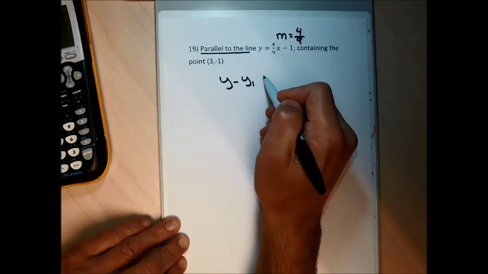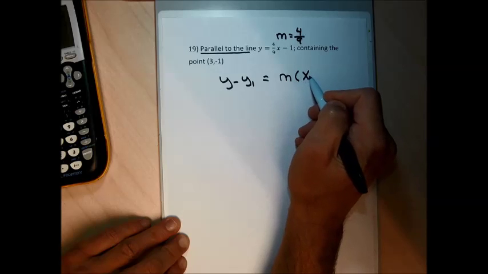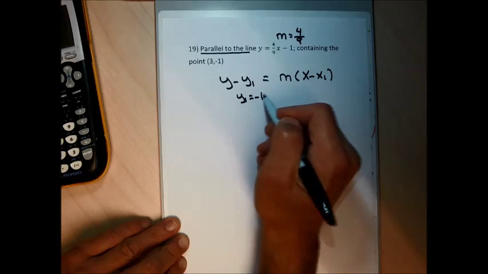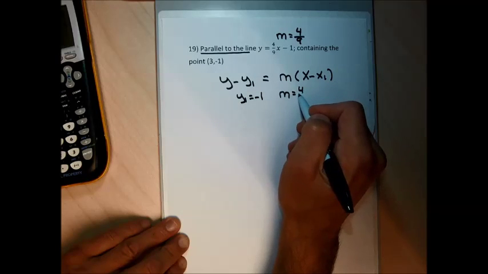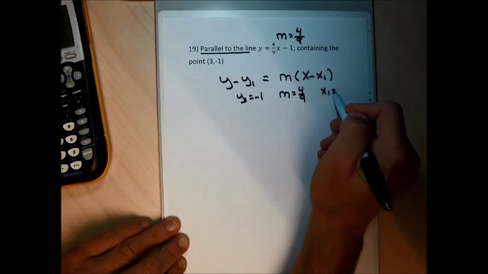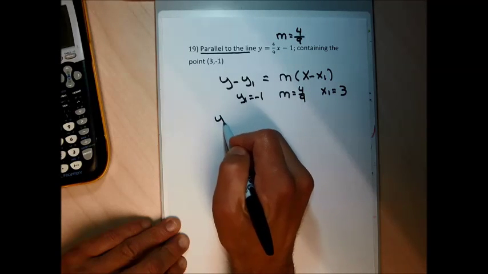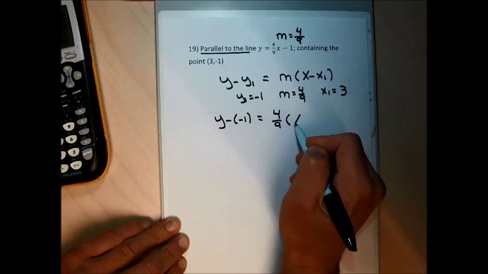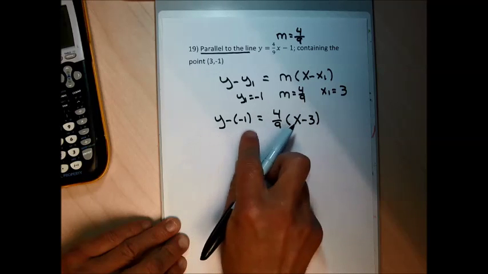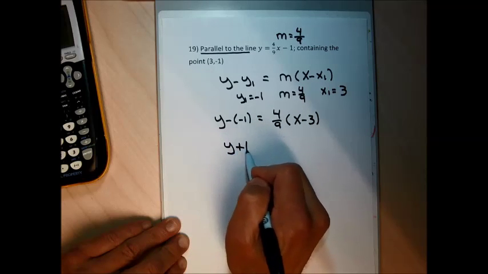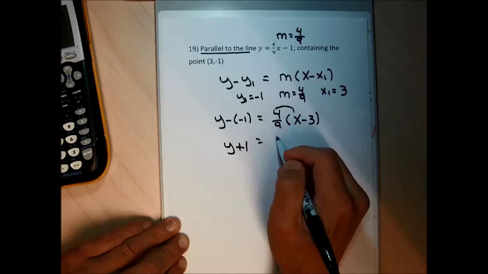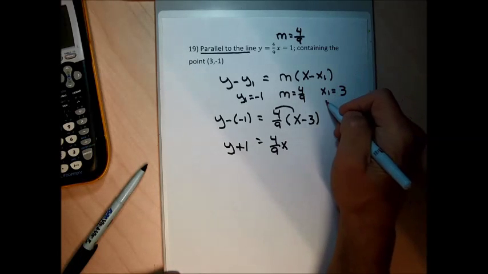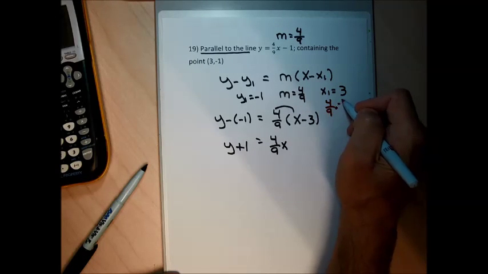So I'm going to use the formula y minus y1 equals m times x minus x1. And for y1, I'm going to plug in -1. And for m, I'm going to plug in 4/9. And then for x1, I'm going to plug in 3. I'm going to go y minus -1 equals 4/9 times x minus 3. Double negative on the right side, I'm going to make a y plus 1. Clearing the parentheses, the first multiplication is 4/9 times x, which I write 4/9x. The second multiplication is 4/9 times -3.